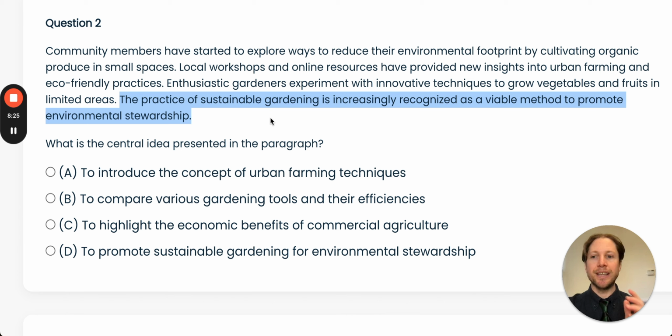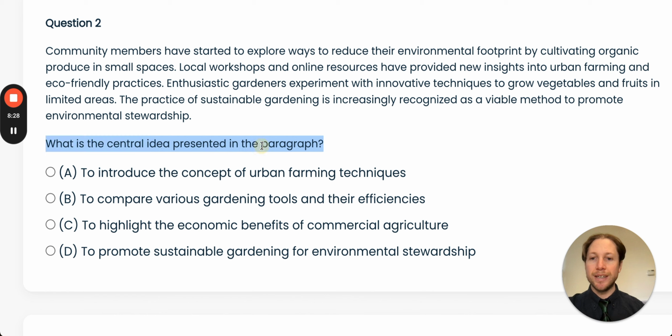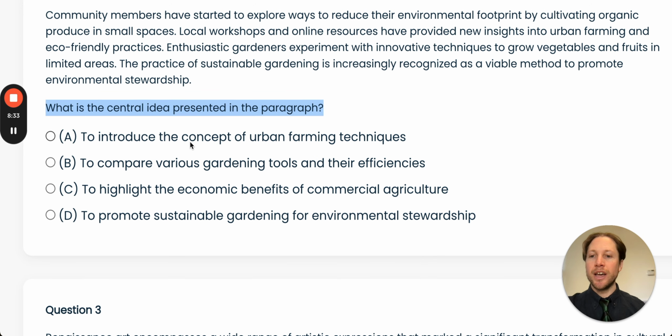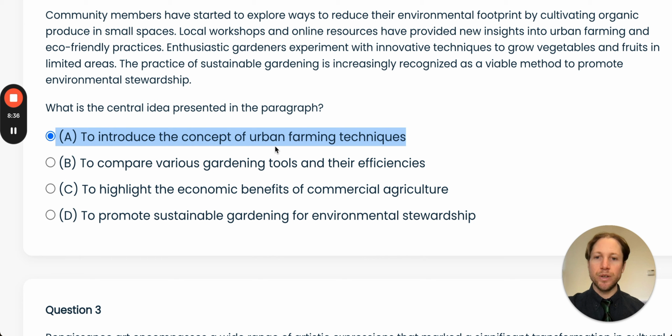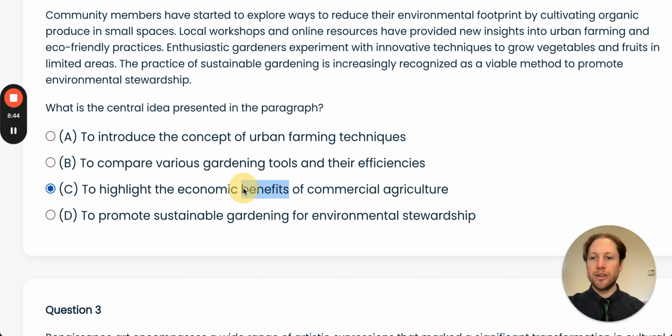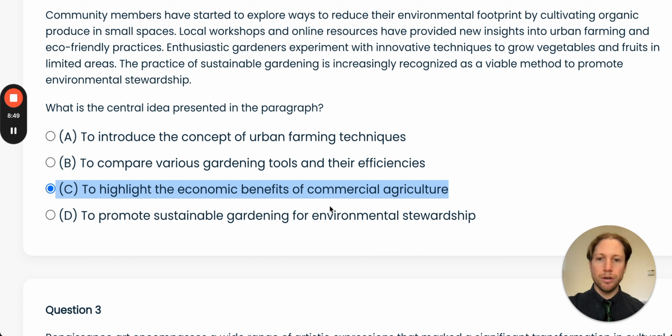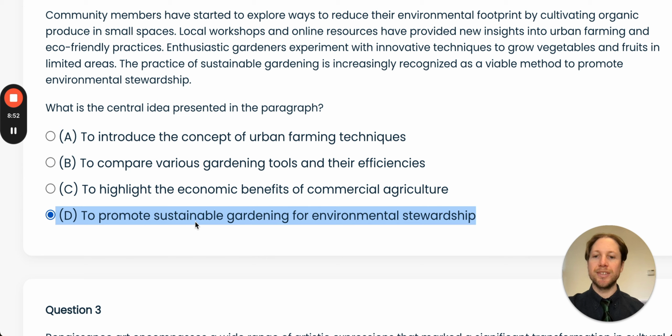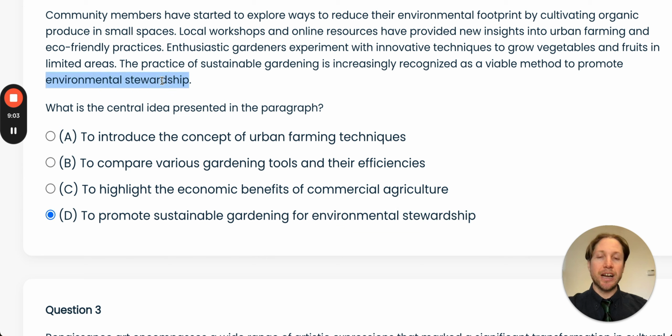So let's see if we can find the central idea, the main idea, the primary purpose of this text passage. Letter A reads, to introduce the concept of urban farming techniques. B, to compare various gardening tools and their efficiencies. Letter C, to highlight the economic benefits of commercial agriculture. Or letter D, to promote sustainable gardening for environmental stewardship. Again, we notice that the same key terms are used right inside the actual text passage.